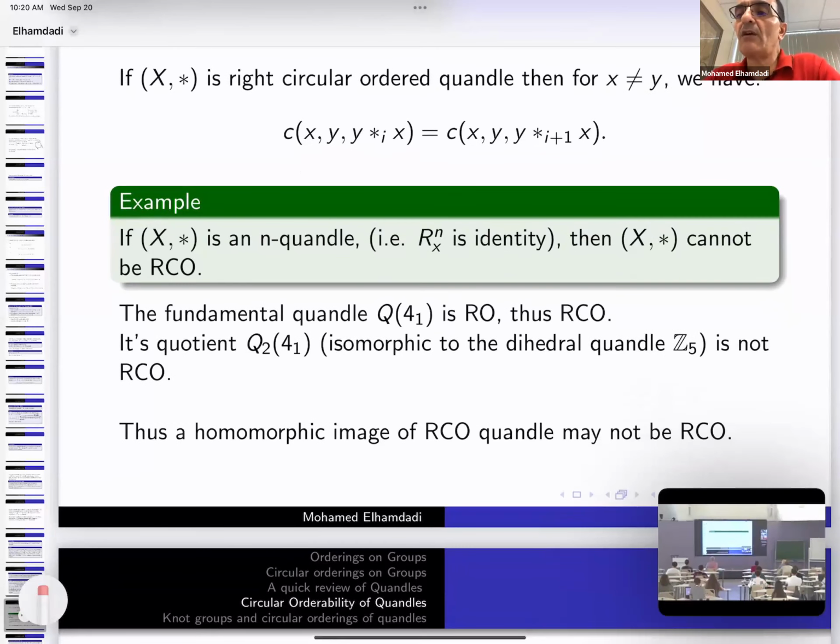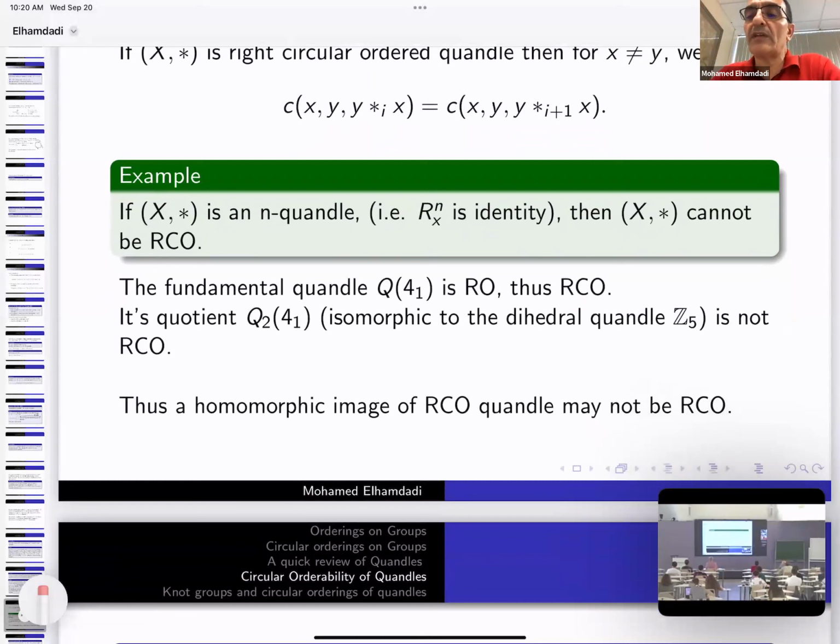The fundamental quandle of the figure 8 knot is right orderable. This is from the previous work of Rasmussen, Singh and Singh. Thus, since it's right orderable, then it's right circular orderable. But notice that if you take the involutory quandle, Q2, of the figure 8 knot, it is not right circular orderable.